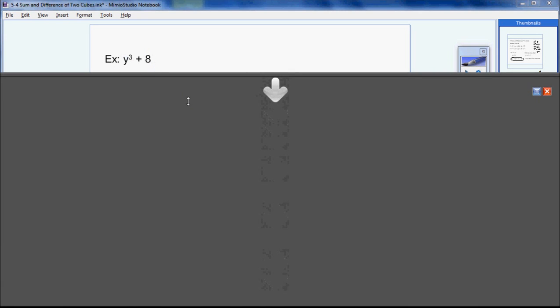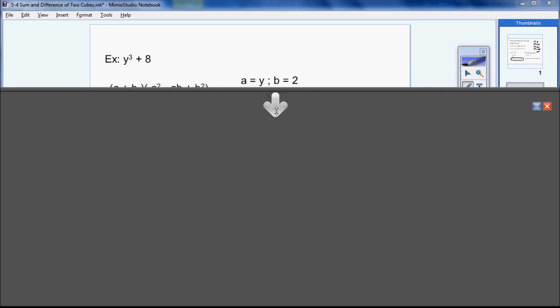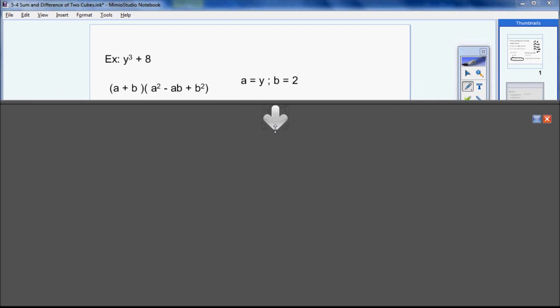y cubed plus 8. You need to ask yourself, what are the two things that are cubed? This part's easy, it's y. This one, 2 times 2 times 2. So a is y, b is 2. Y cubed and 2 cubed. So it is the sum of two cubes. So we're going to use this formula. And this is our sum of two cubes formula.